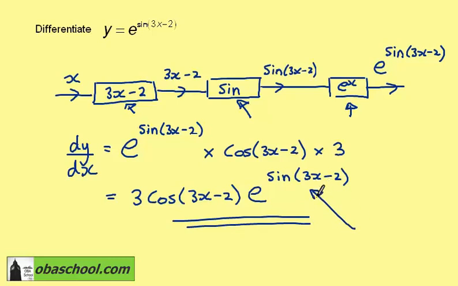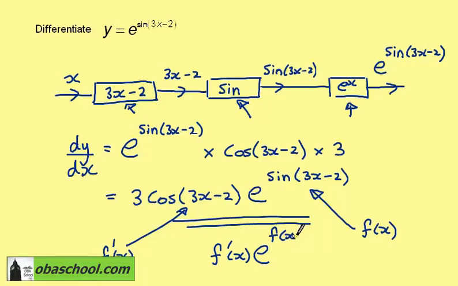Note here that if we call this f of x, the multiplier in front of the e is f dashed of x. If you differentiate sine 3x minus 2, you get 3 cos 3x minus 2. So this is of the form f dashed x times e to the f of x. It can be useful to spot things of this form when we do the reverse process.